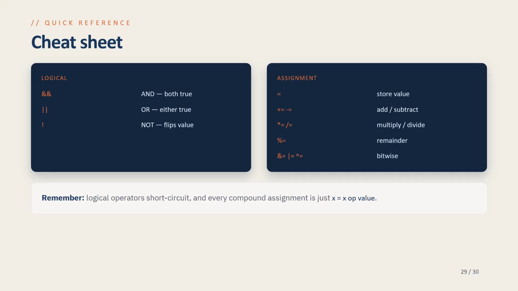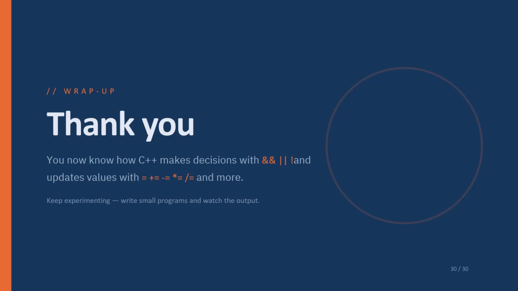And here is a quick recap. To summarize, the logical operators help evaluate conditions. Assignment operators help to store and modify values efficiently. So both are fundamentals in C++ programming. In this lecture, we learned logical operators, assignment operators, operator precedence, short circuit evaluation, and common programming mistakes. These concepts are essential for writing efficient and reliable C++ programs.